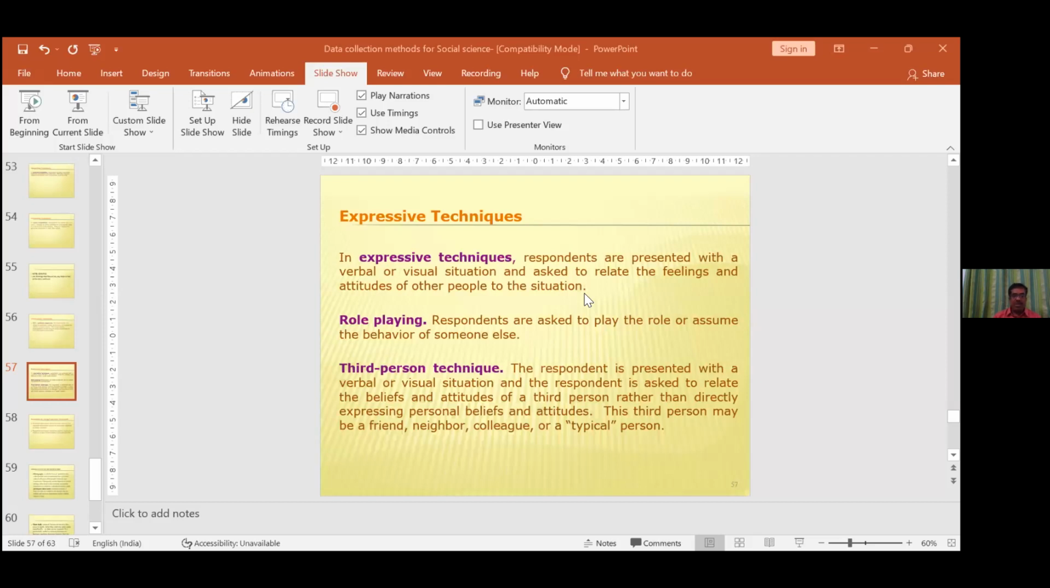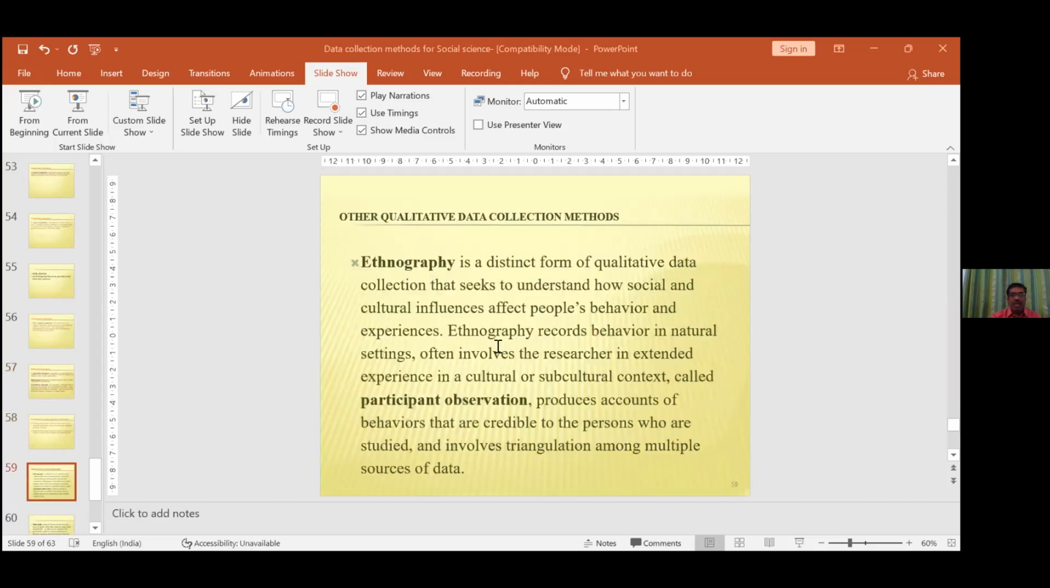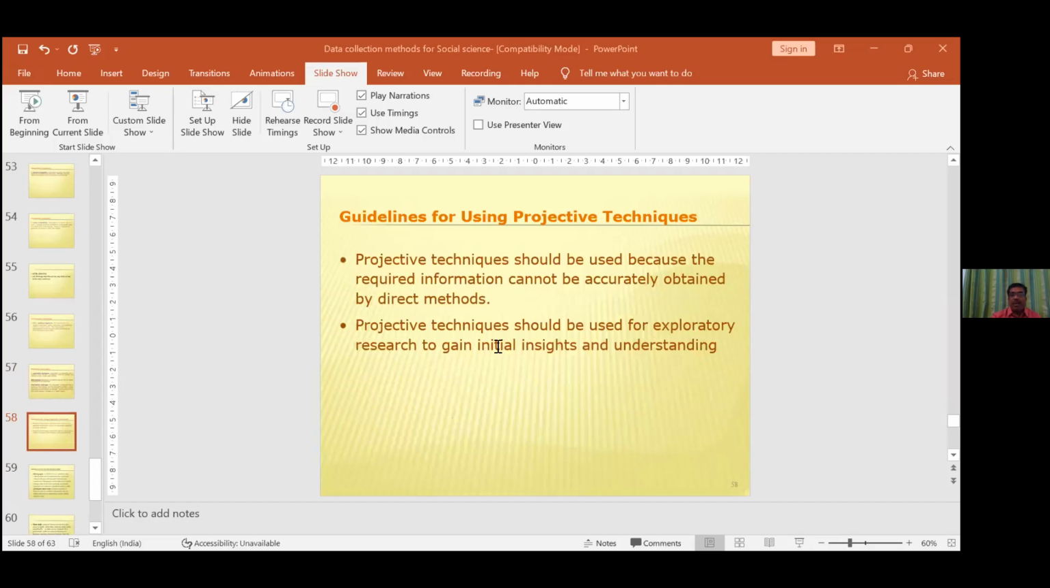you are giving some situation. Okay. Now you are asking what the persons will do during this situation. For example, not you, your friends, how your friends will behave, how your neighbors may behave, how your colleagues may behave during this situation. In such circumstances, then you can collect some data. Okay. So these are the various techniques used by the researchers for collecting qualitative data.